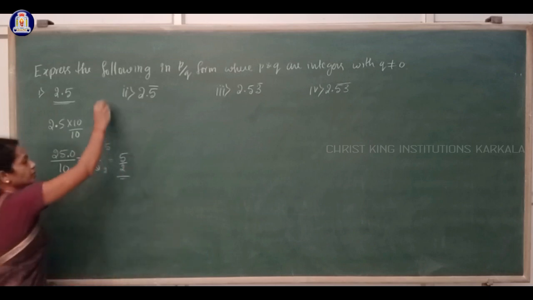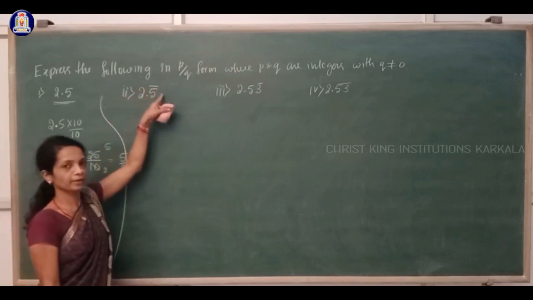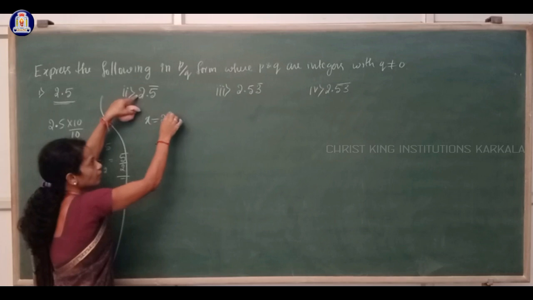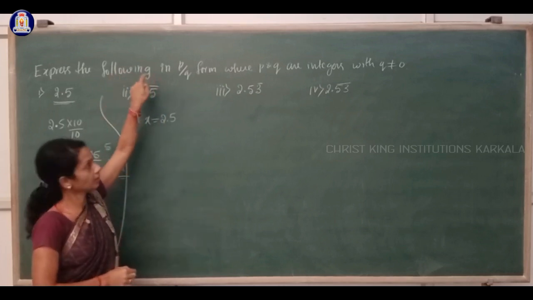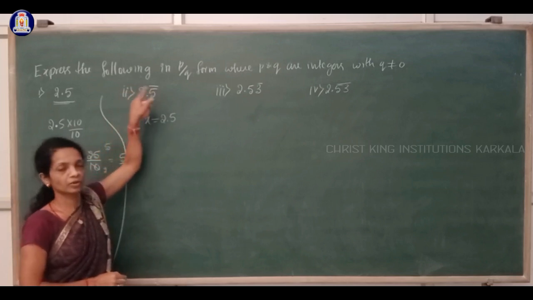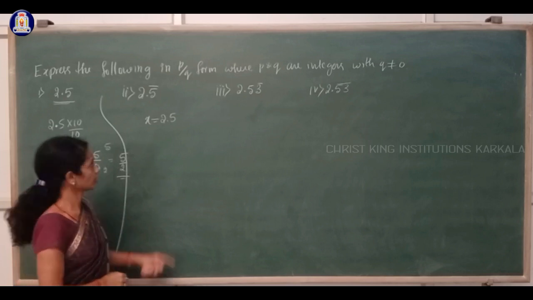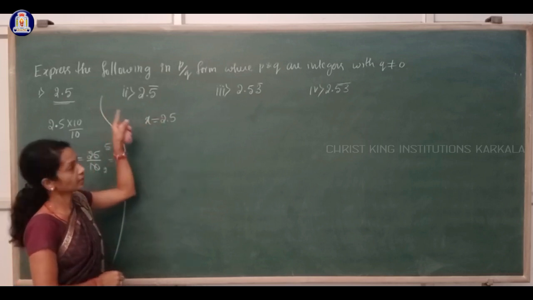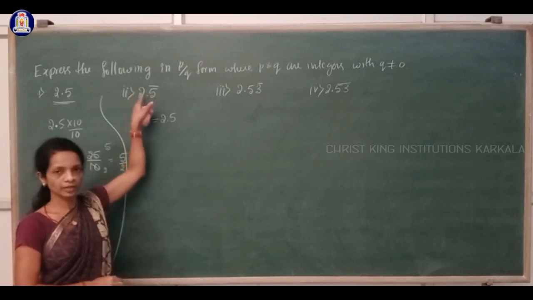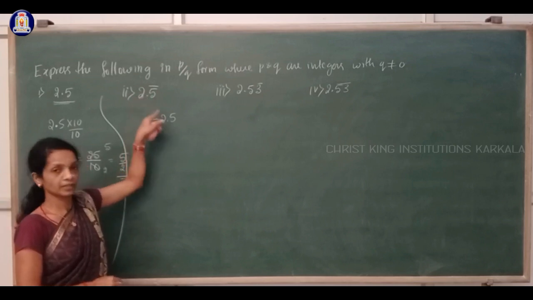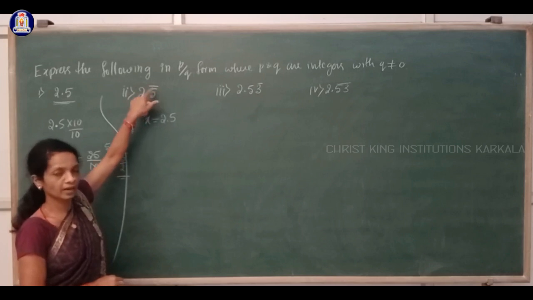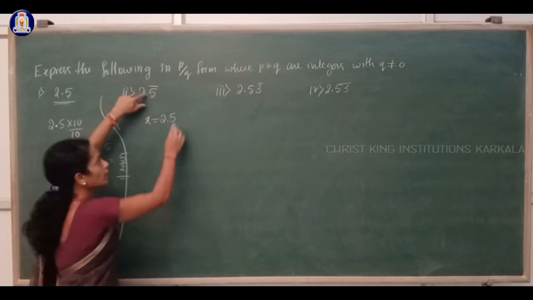Okay, next this one, 2.5 bar. You have to take this as x equal to 2.5 bar. For 5 bar, under the bar you have to see how many digits are there. Only one digit. If only one digit is there, you have to multiply x by 10. On both sides you have to multiply by 10, but before that you have to write x in a detailed way. This is a short way of writing. Detailed way means, if a bar is there, you have to repeat the digit under the bar some number of times. Okay, I will repeat it 3 times.